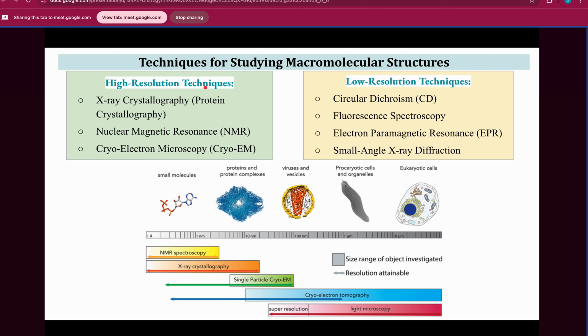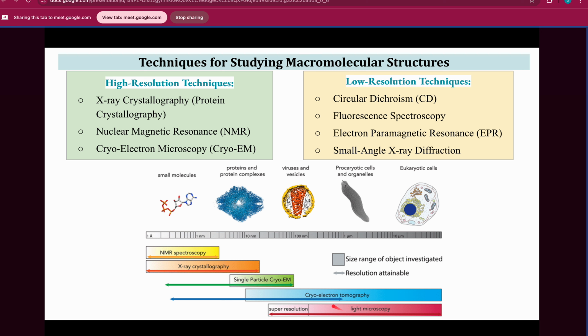The examples of high resolution techniques are X-ray crystallography, also referred to as protein crystallography, then nuclear magnetic resonance or NMR, then cryo-electron microscopy, which is cryo-EM. So these are the high resolution techniques. And in this case, we have shown the size range of the object which is investigated. Towards the left, the size is decreasing. So the best is NMR, then X-ray, then cryo-EM, and ultimately light microscopy. Light microscopy does not allow us to visualize the molecules at higher resolution.